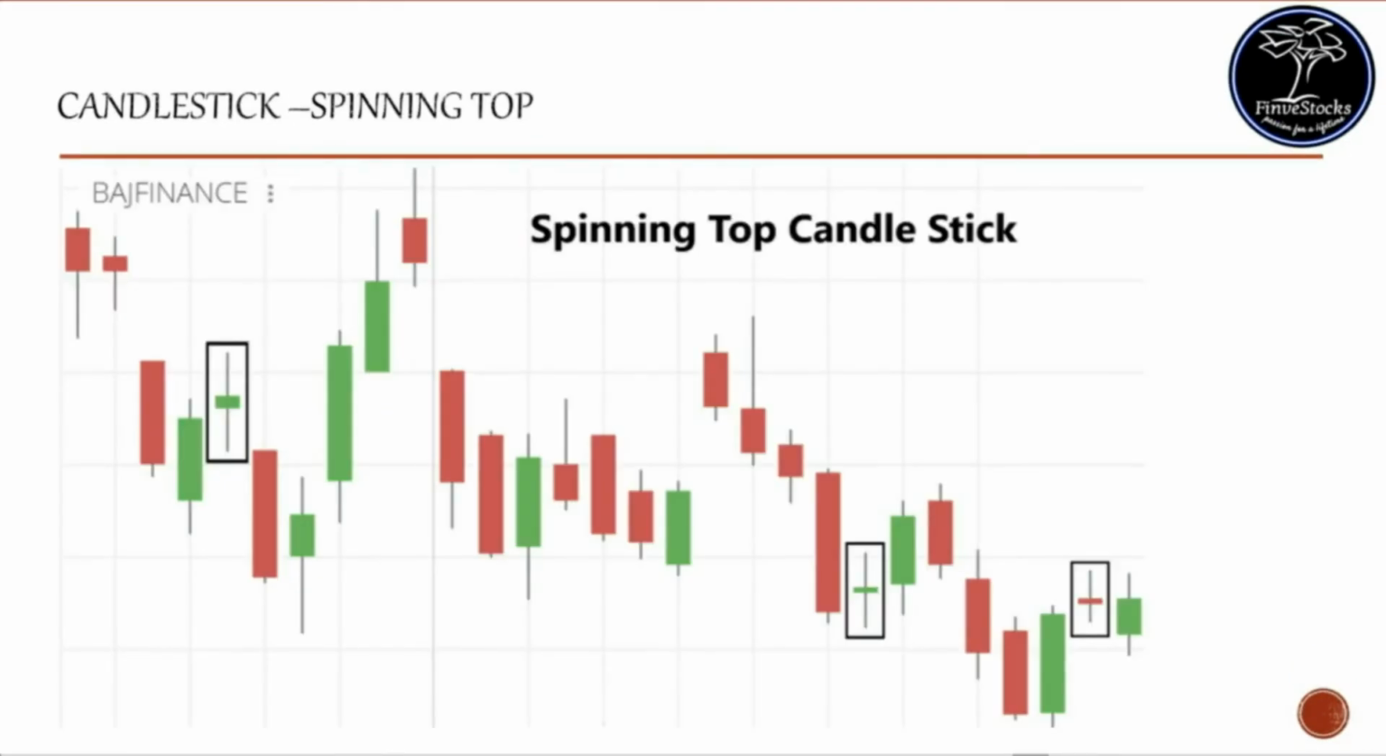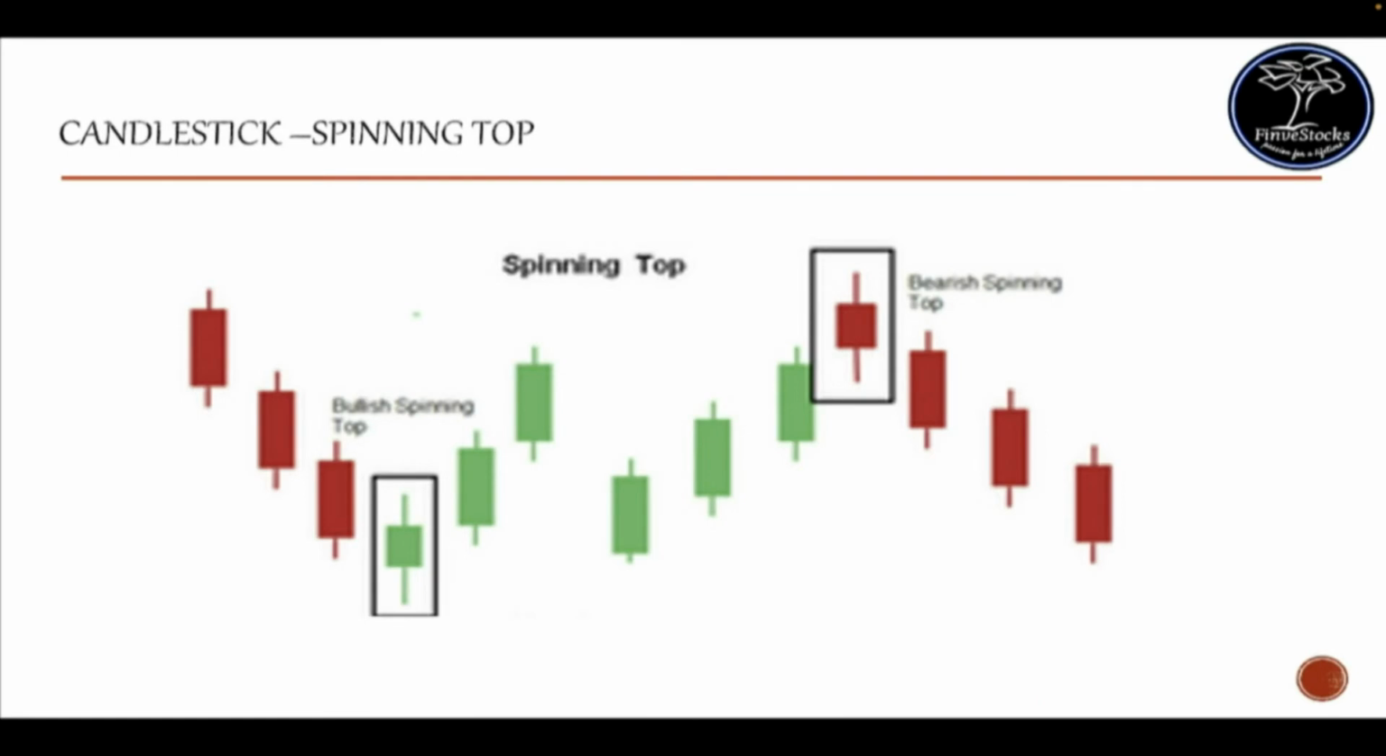Here we can see the appearance of a spinning top in a chart. In this chart, the spinning top appears at the bottom of the downtrend, so it shows a reversal. Similarly, if a bearish spinning top appears at the top of an uptrend, it will show a reversal.